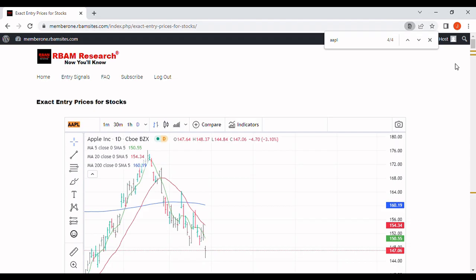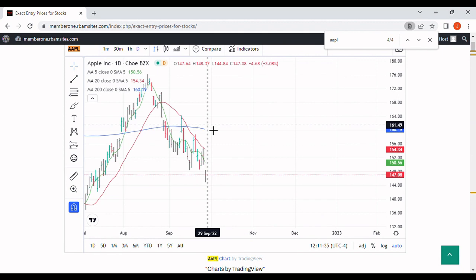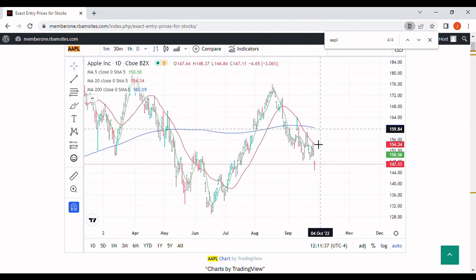We're going to do a brief video on AAPL, Apple stock analysis, and we've got a daily chart up here for you with a green 5-day moving average, a red 20-day moving average, and a blue 200-day moving average. We can see by looking at this stock that it's clearly in a bear market.